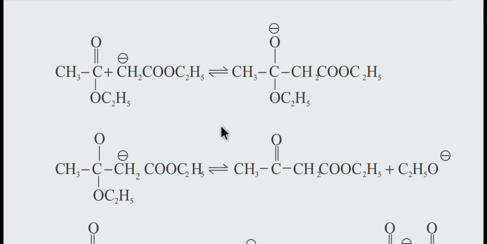Here is one thing, here this is a negative charge. Here is a book mistake: the book writes the negative charge on this carbon, but this is wrong. Actually the negative charge is on this oxygen. When the negative charge is on oxygen, this lone pair will shift towards here, and here a double bond will be produced.